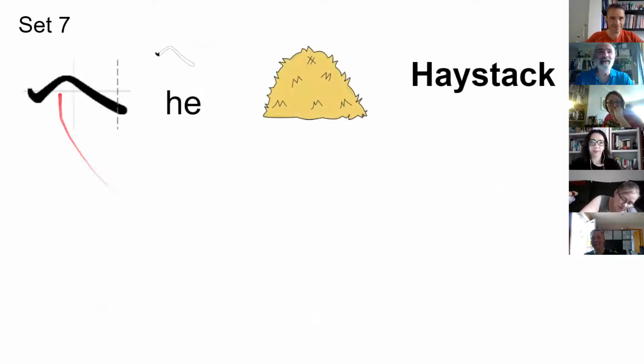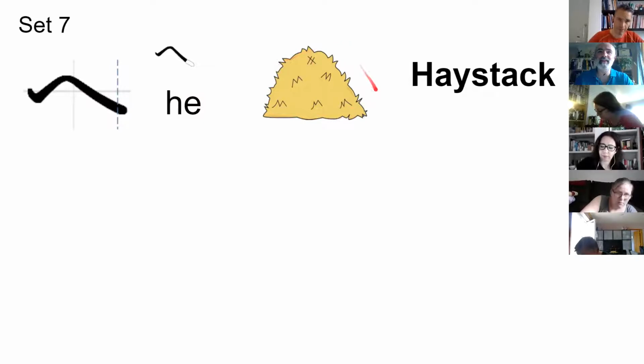Okay, set 7. This is fairly easy, isn't it? This is he, so I imagine this being a haystack. Haystack.